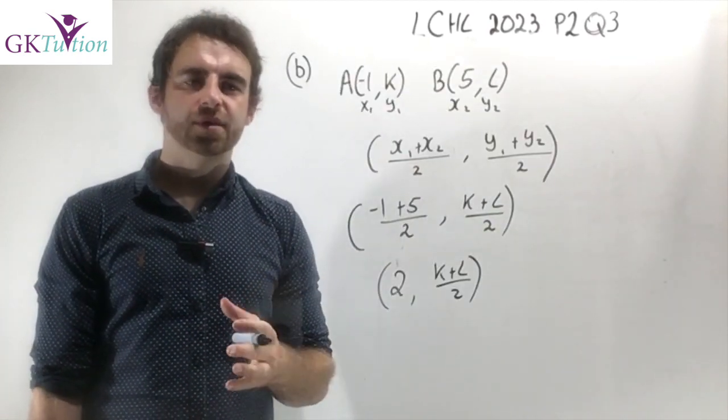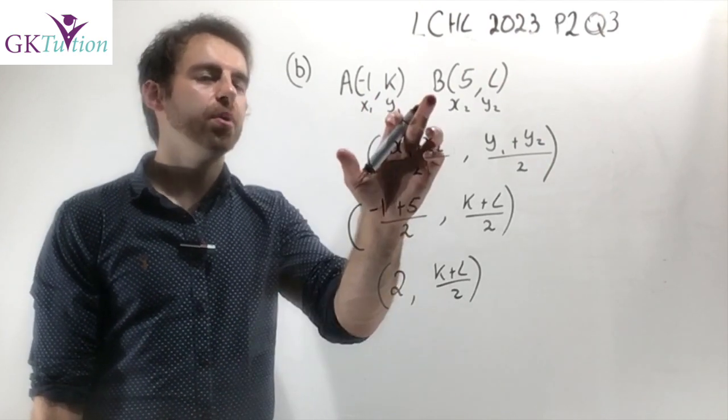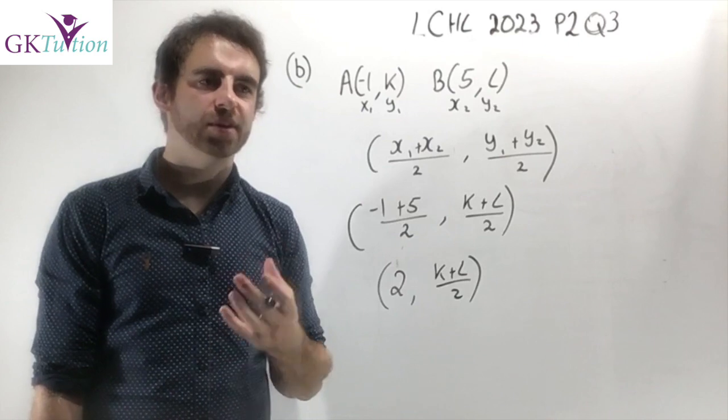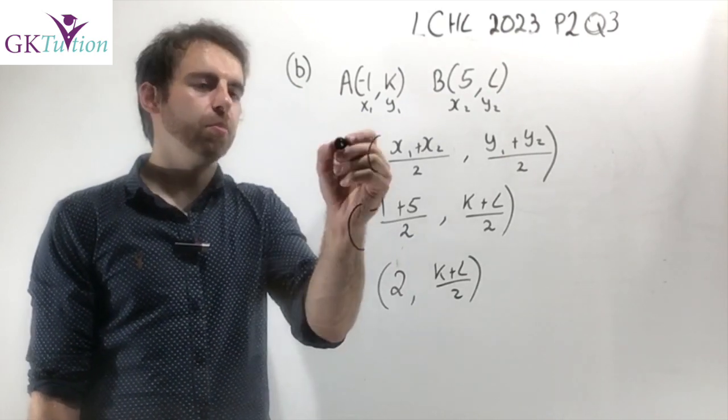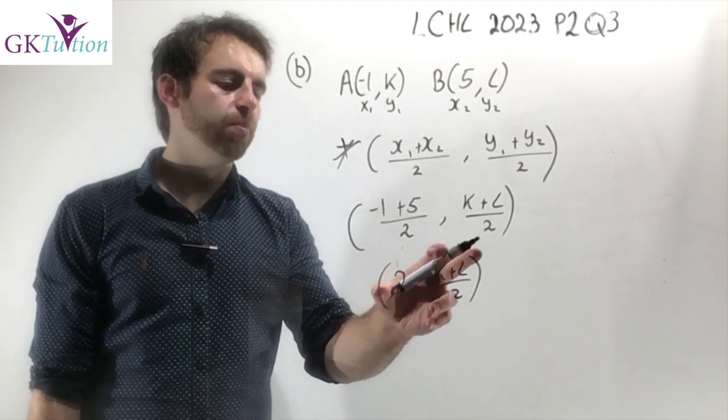In part B of this question, you're given the point A, which has coordinates minus 1, k, and B with coordinates 5, l. And you're asked to find the coordinates of the midpoint of this line. So you just sub into your midpoint formula and it works out easy enough. It works out as 2, (k plus l) over 2.